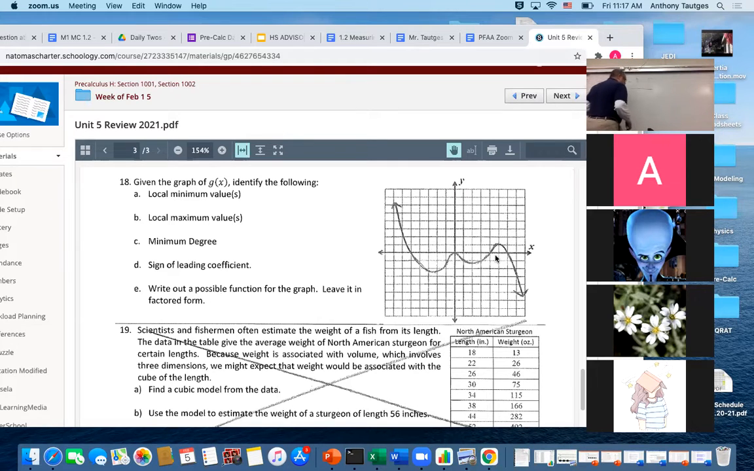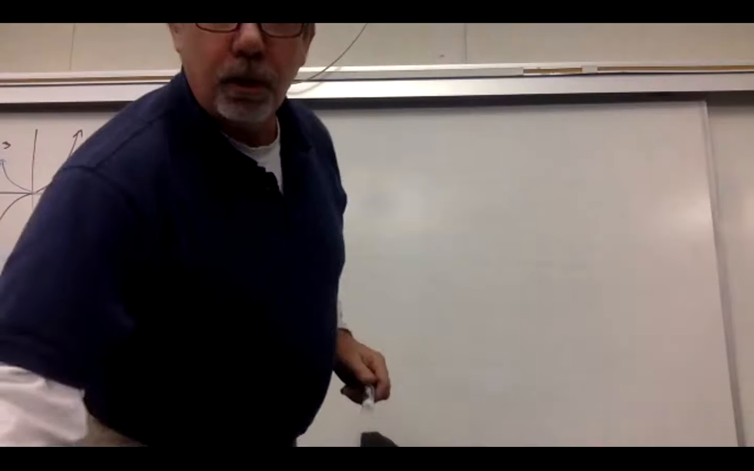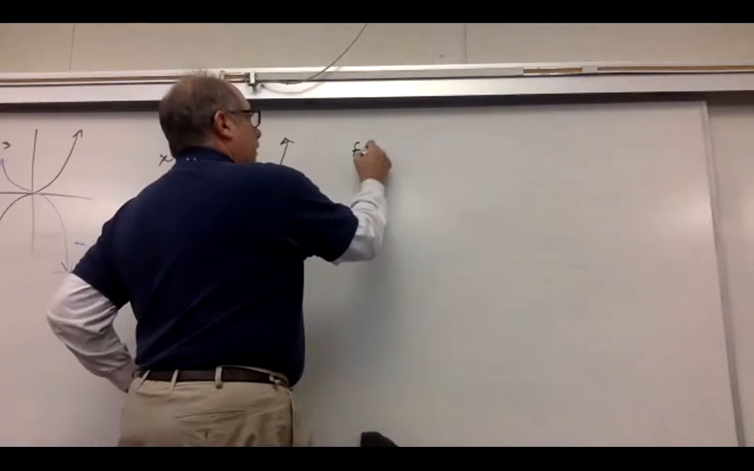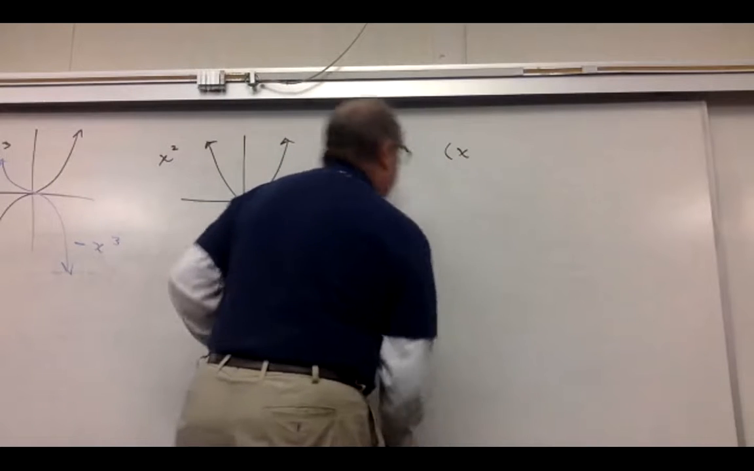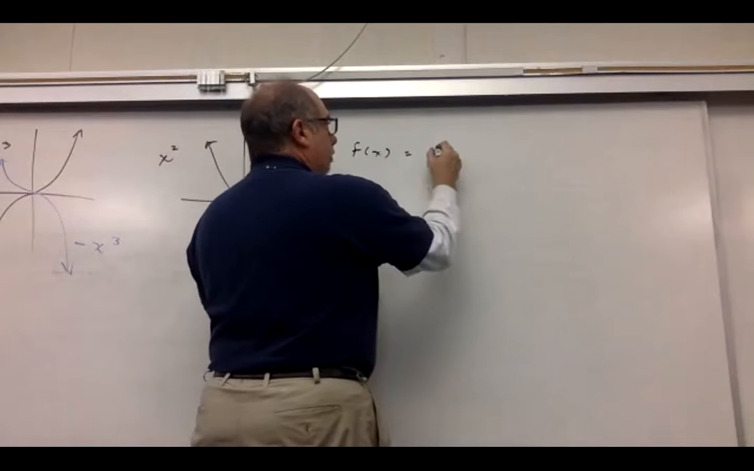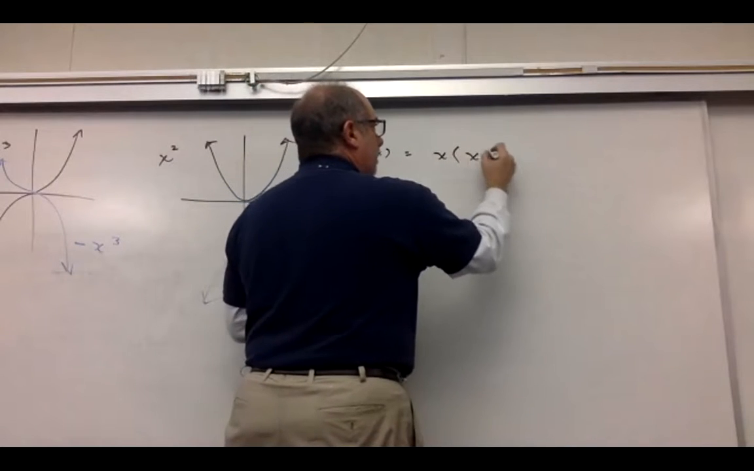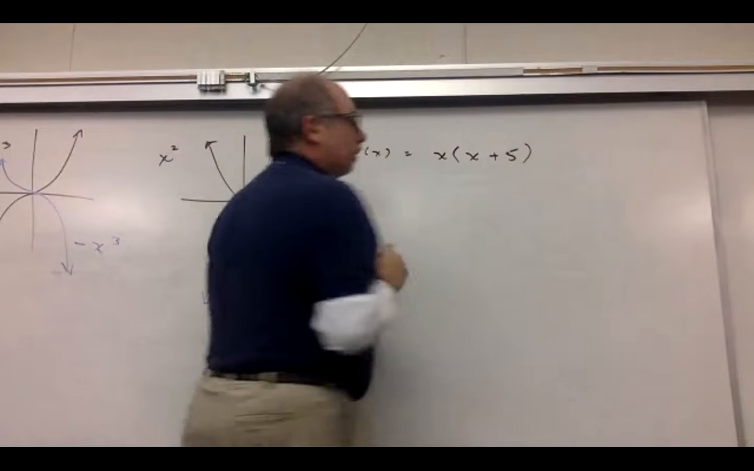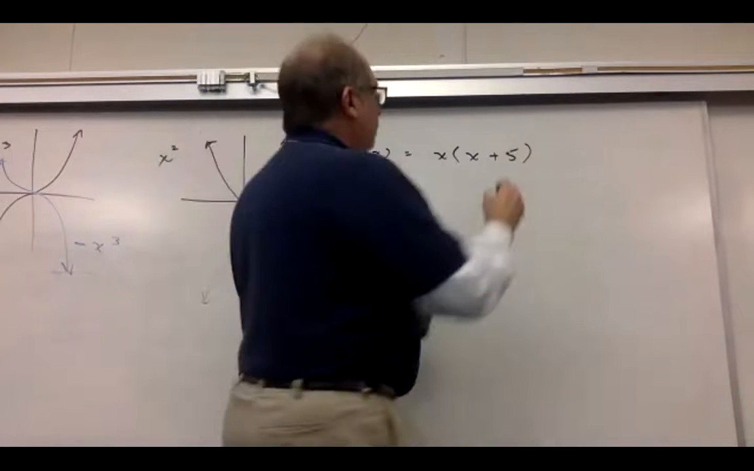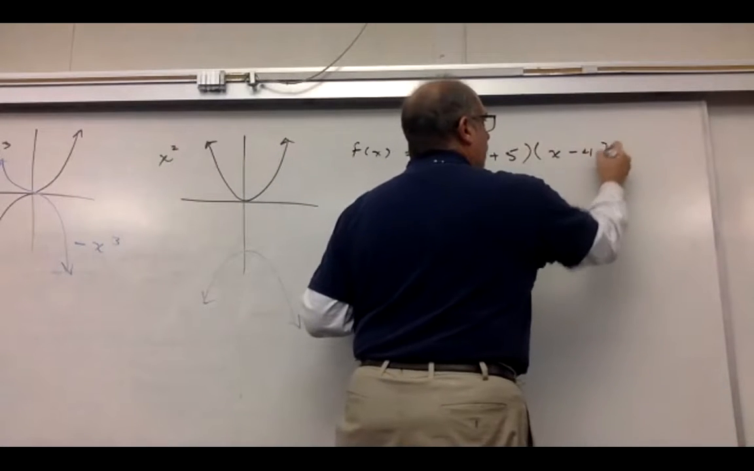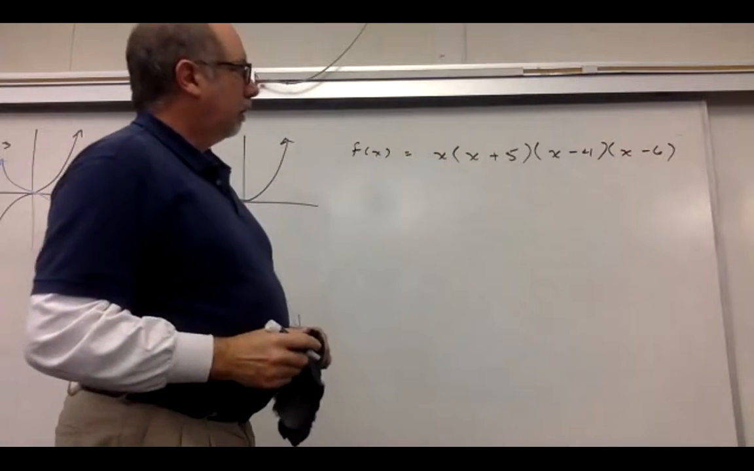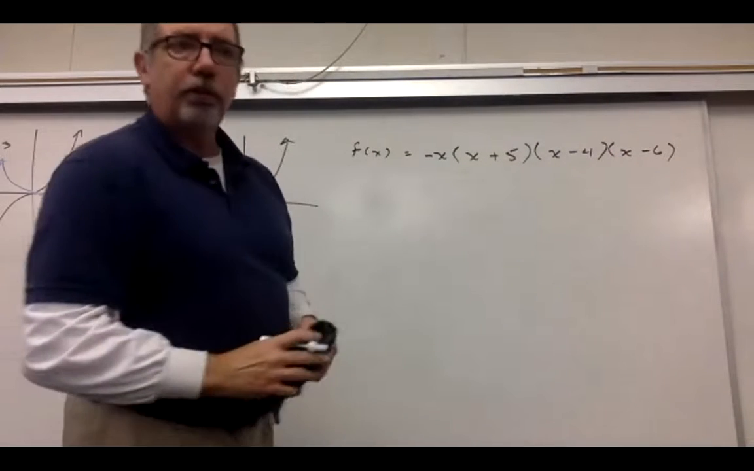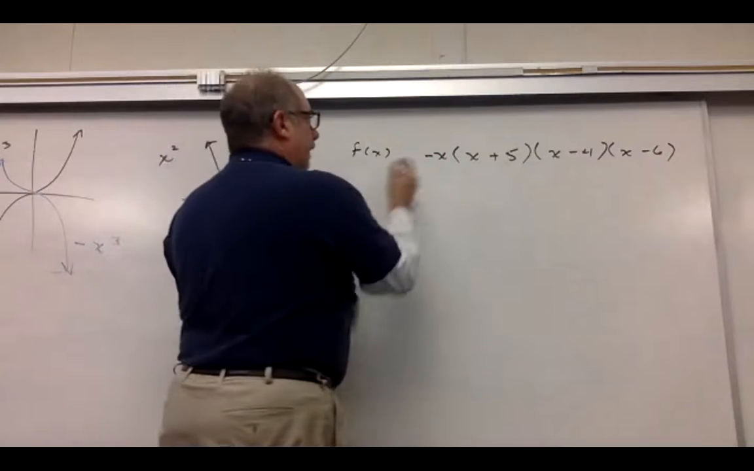Okay. What that tells me, well, x equals 0, so I'm going to have an x out front. Negative 5, that's that one. Positive 4, and positive 6. Okay? I'll put the leading coefficient as negative out there so I don't forget it.